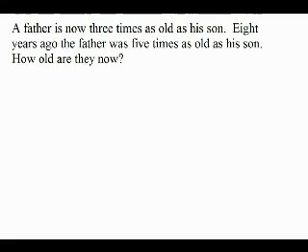So hopefully the first question you asked yourself here is, well, if I could know one of these pieces of information, which one would I want to know? And I'd want to know how old the son is. If I knew how old the son is, I could easily calculate how old the father is by multiplying that age times 3. So that's the value that I'm going to assign the variable to.